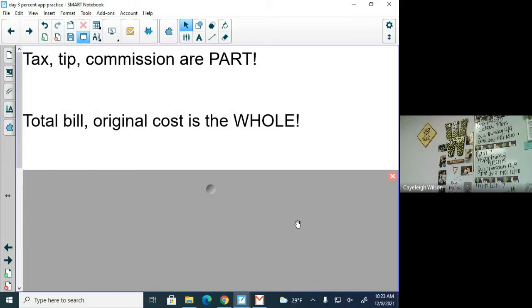Okay? A discount is also part. Like I said, put that up there too, a discount. But what do you do with a discount instead of a tax or a tip? You subtract it off. So if I say they have a discount of 30%, you're going to find the part that's 30% and then subtract it off. Okay? So tax, tip, commission, discount, that is the part.